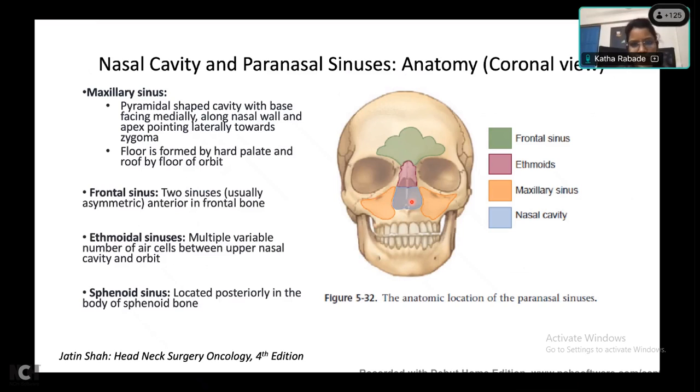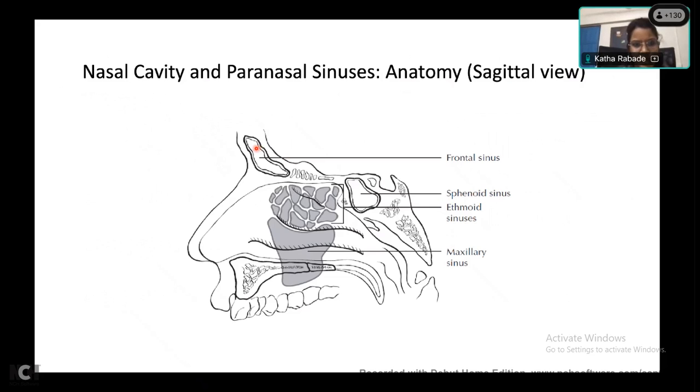So there are two maxillary sinuses, one on either side. The frontal sinuses are anterior, located in the frontal bone. Ethmoidal sinuses are multiple air cells which are present in the upper nasal cavity between the two orbits. The sphenoid sinuses are located posteriorly in the body of the sphenoid bone. So the sagittal view showing the frontal sinus, the multiple ethmoid air cells, the sphenoid sinus in the sphenoid bone, and the maxillary sinus. So these are sagittal views.